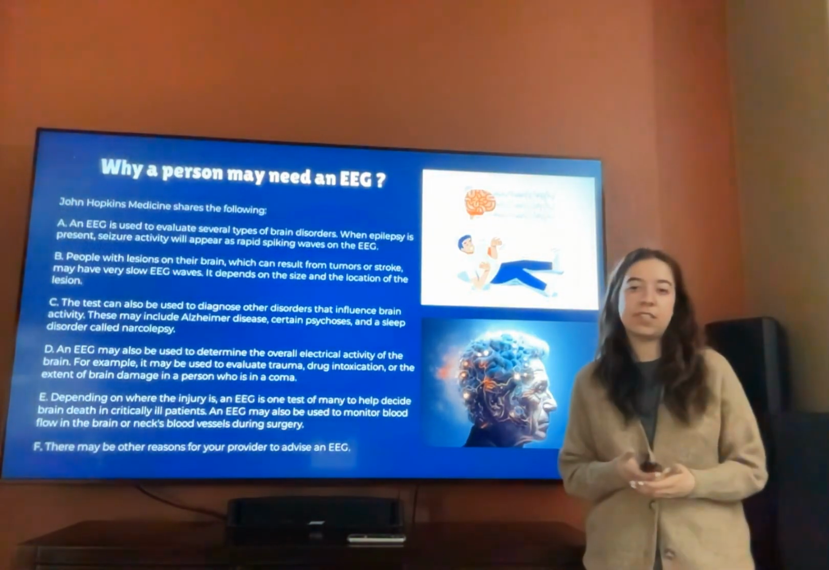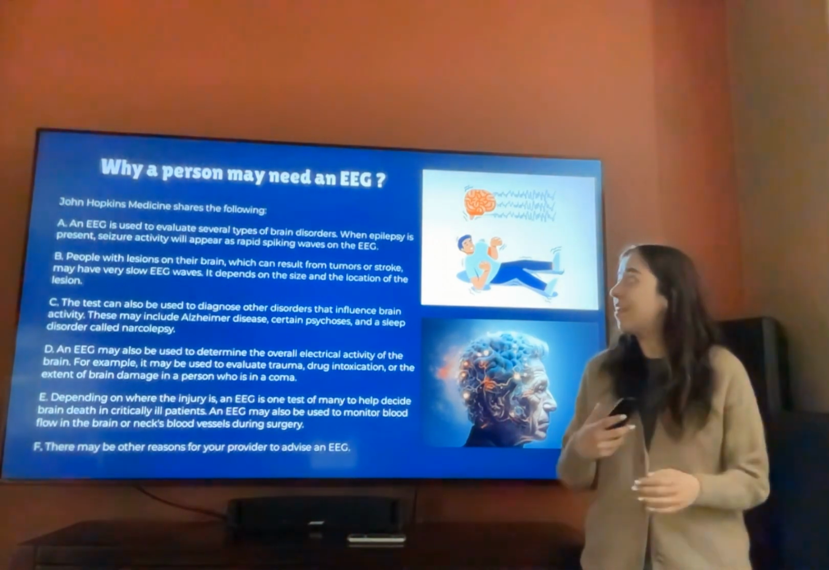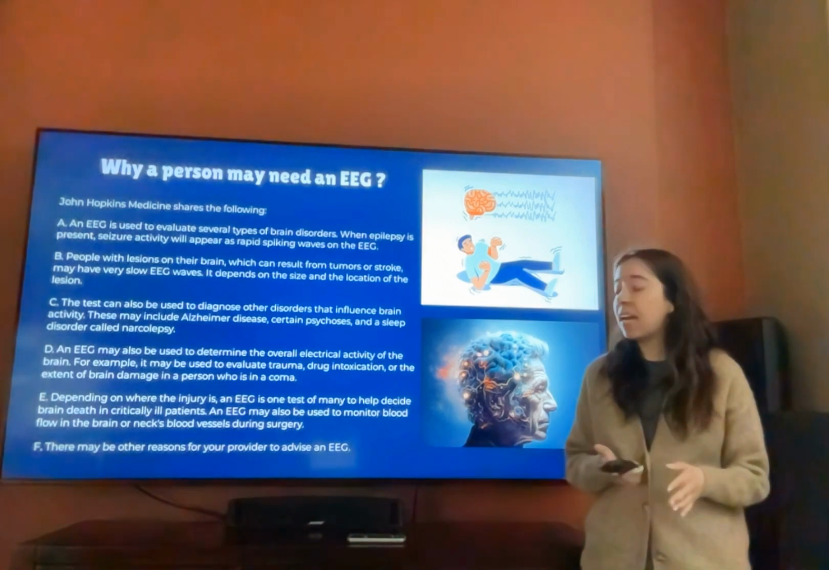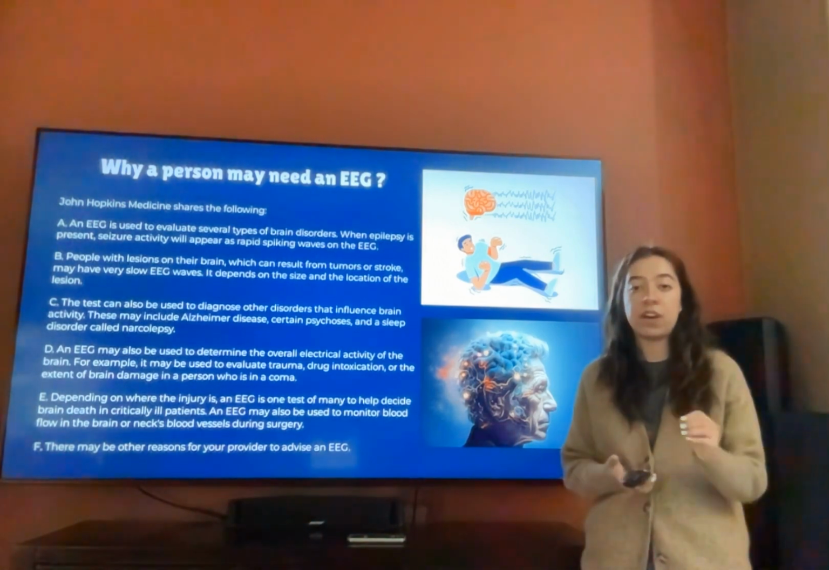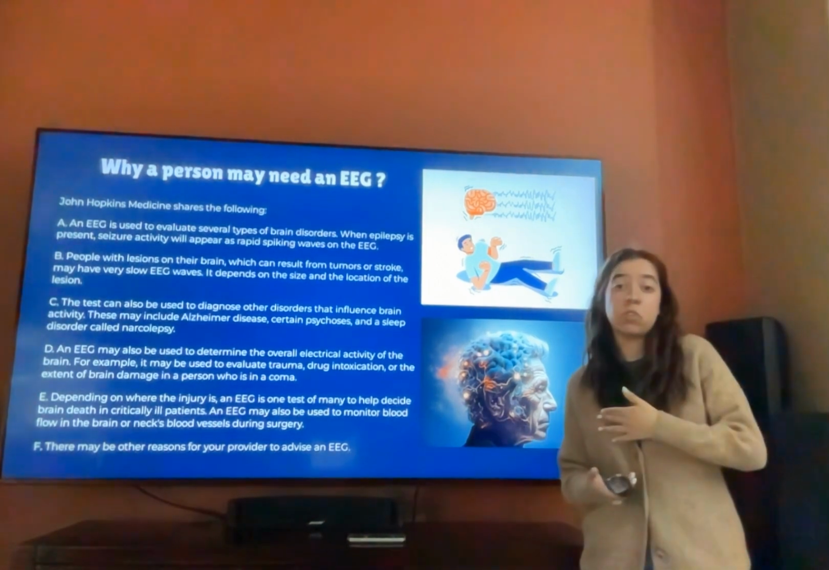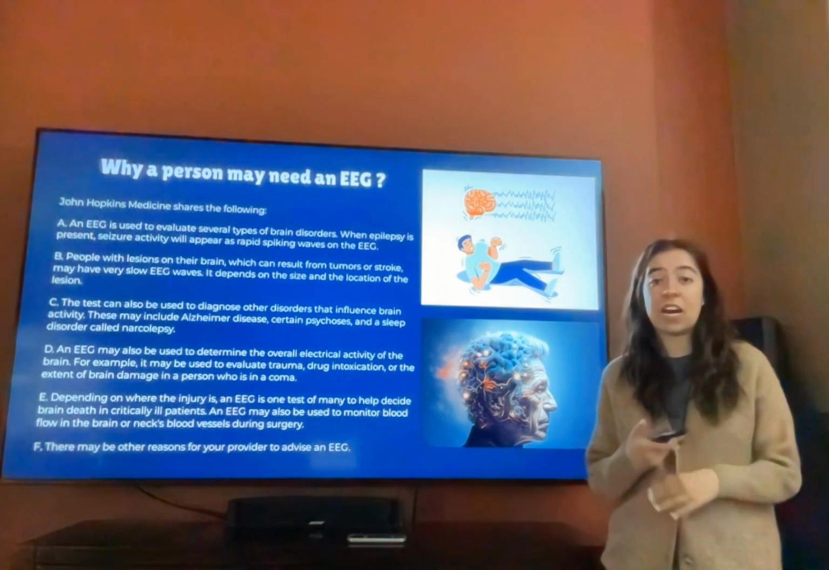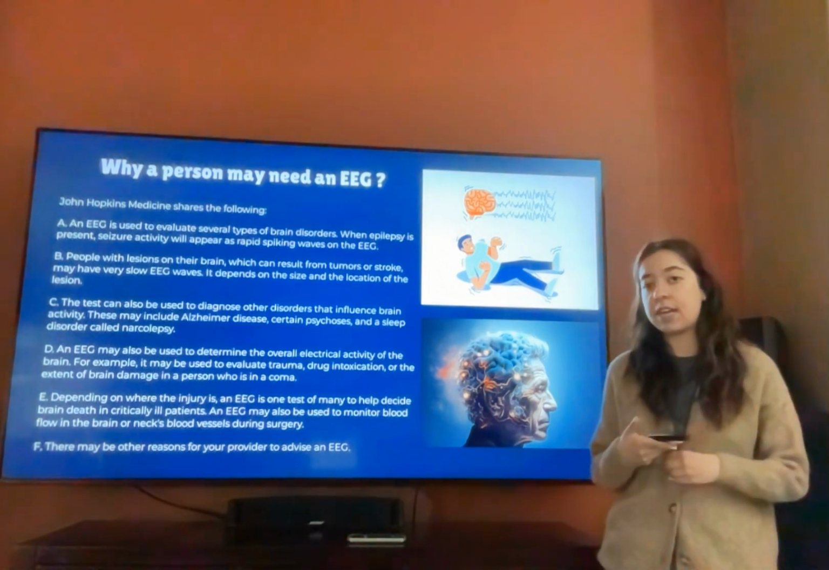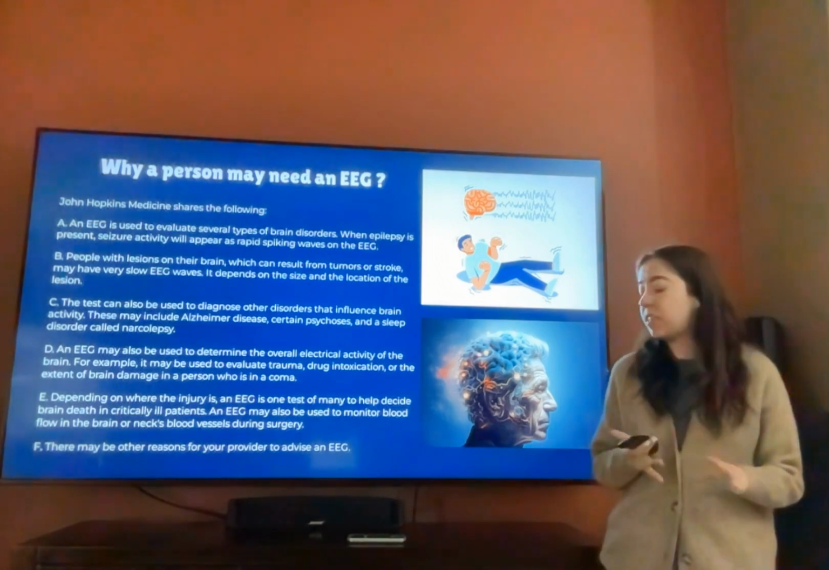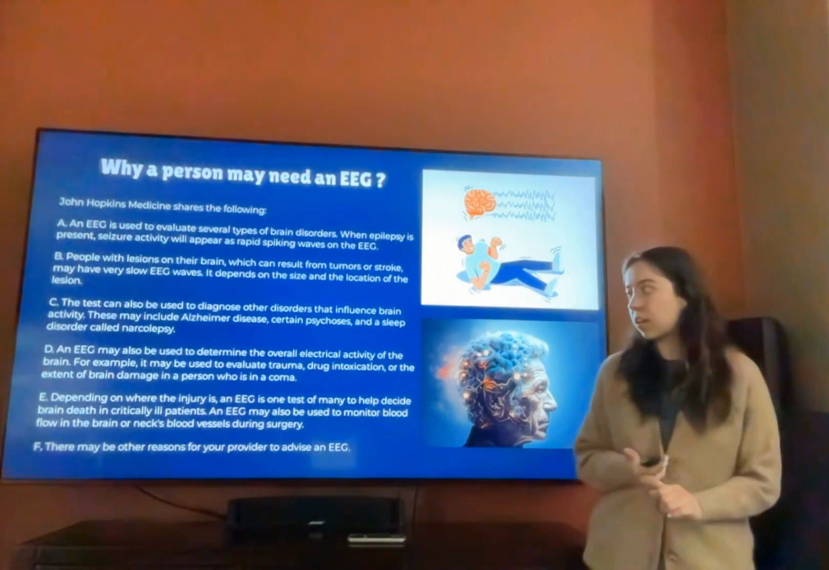Why does a person need an EEG? Why does a person get an EEG done? Johns Hopkins Medicine shares the following. An EEG is used to assess various brain disorders. We get to see if there are lesions on the brain, tumors on the brain, stroke. If you've had a stroke, we can see what that stroke has done to parts of your brain, where we can help and assist you further. We can diagnose Alzheimer's disease, certain psychoses, even sleep disorders like narcolepsy.